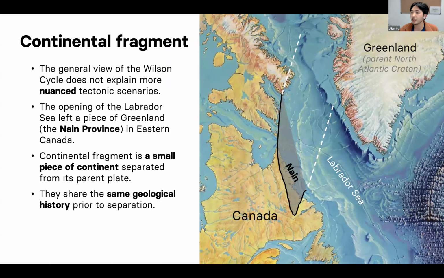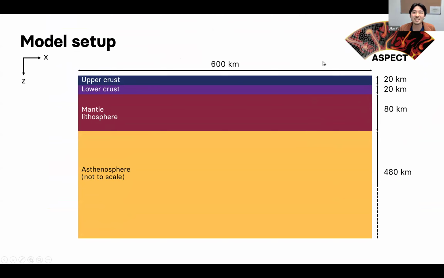We create 2D models that are 600 kilometers wide and 600 kilometers in depth as well. It features 20 kilometers of upper crust, 20 kilometers of lower crust, 80 kilometers of mantle lithosphere, and the rest being asthenosphere. Each is comprised of a different material with different rheology.